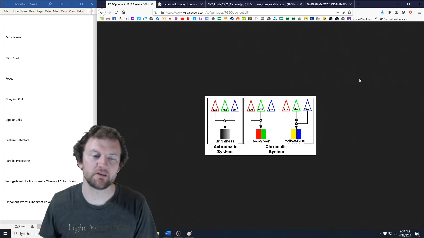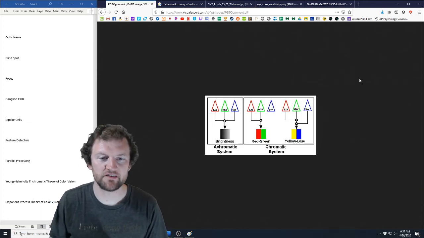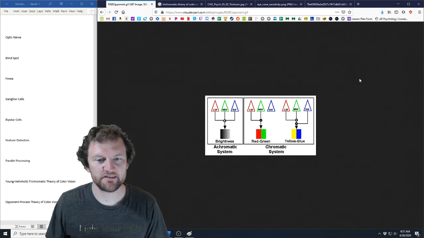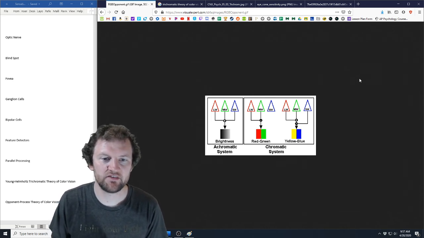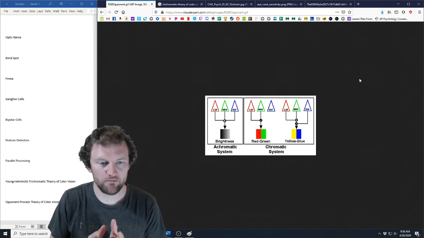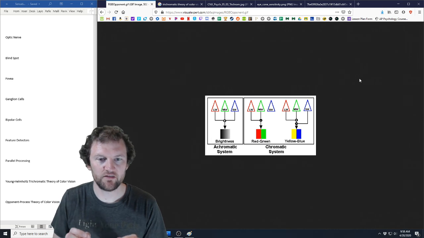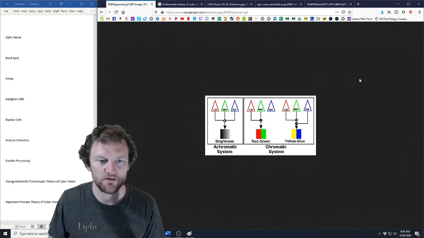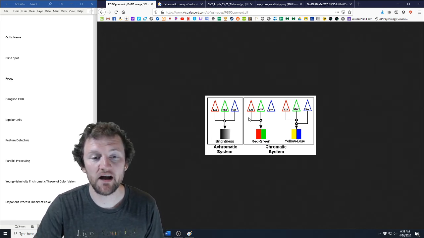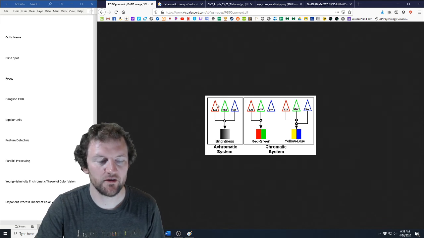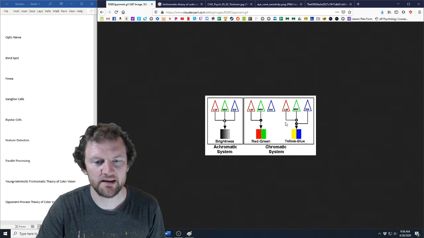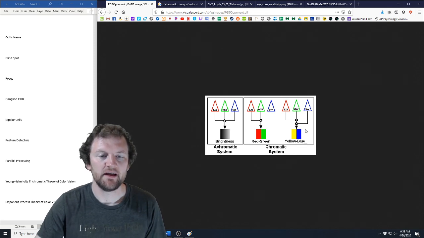The other theory of color vision is called the opponent process theory of color vision. It talks about similar things, but it perceives these cells as working in opposite pairs. So it says there are three opposite pairs that work. One is from white to black, one is from red to green, and one is from yellow to blue.